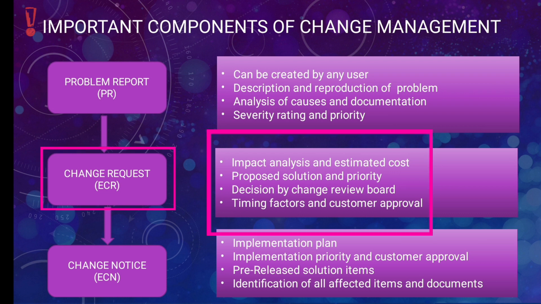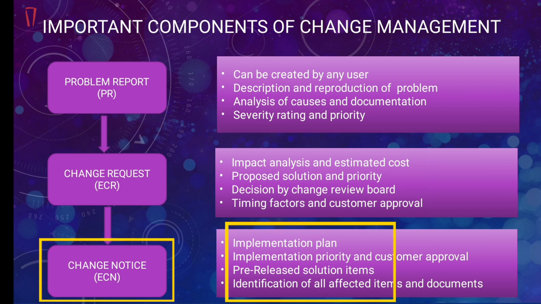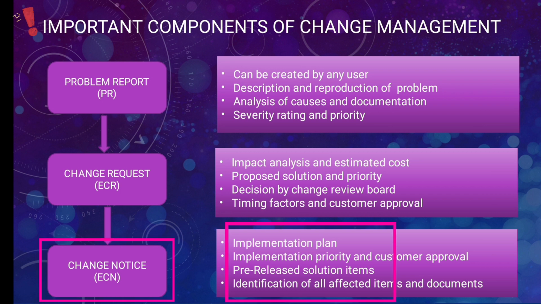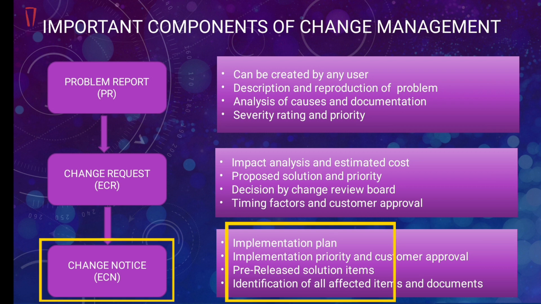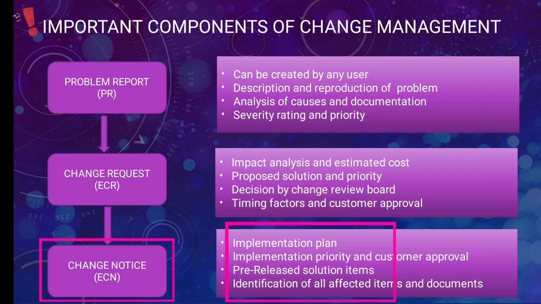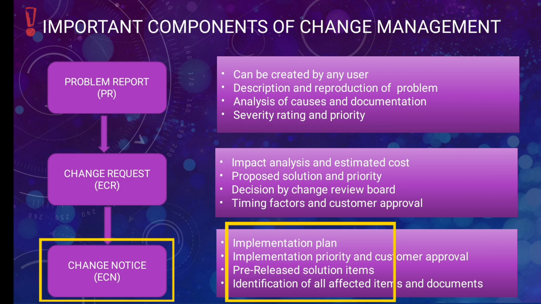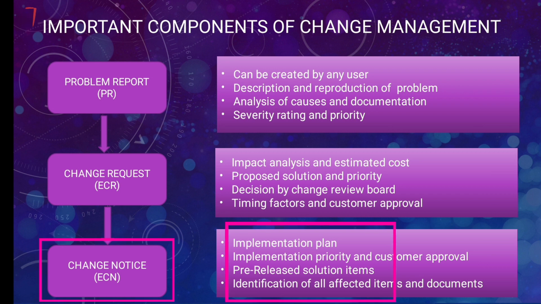The third important component is the change notice. It is a document that is used to communicate a change to users. A change notice includes information about the nature of the change, the reason for the change, and any impact the change may have on the system or process. Change notices are often used to keep users informed about changes that are taking place and to manage expectations about the impact of the change.